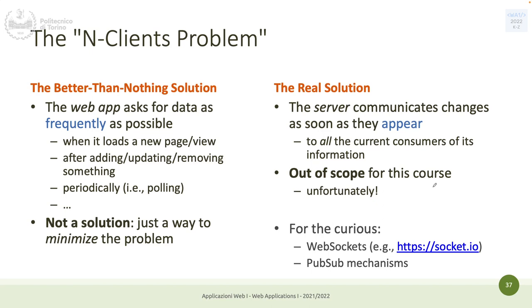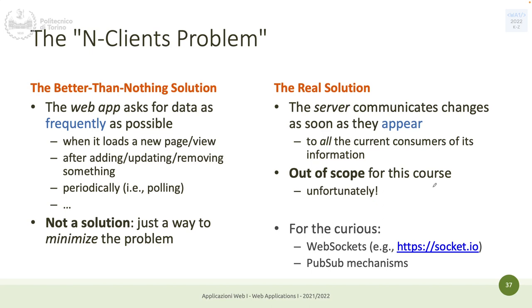So it's not HTTP. Right? Because in HTTP, we have the client sending a request to a server, and the server responding to that specific request. We don't have the server starting the communication in HTTP. Never. The server cannot send something to any client whenever it wants. It needs to receive a request before. So the real solution should be that the server communicates the changes as soon as they appear in the server, independently from where these changes come from.